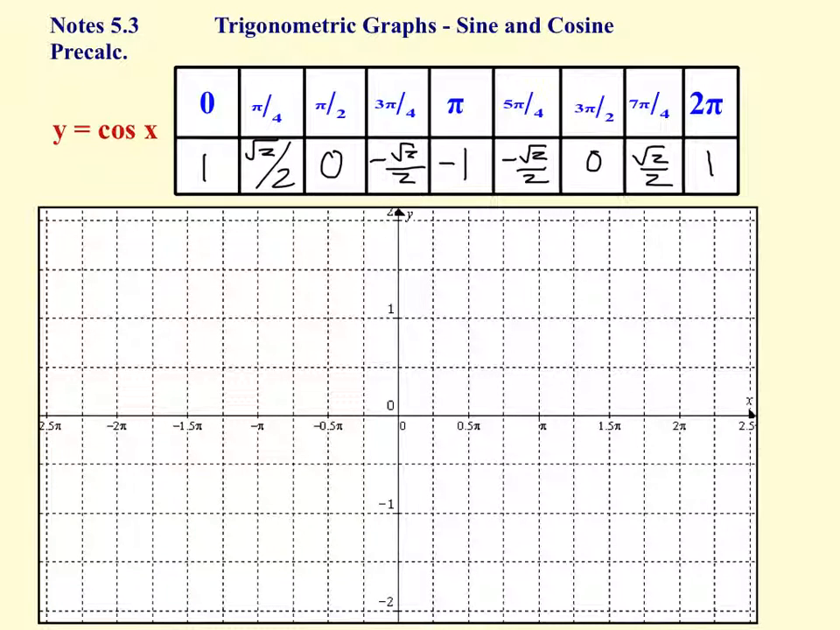Our first point is x is 0, y is 1. Next we have pi over 4, root 2 over 2, and so you'll want to approximate that. You can pull out your calculator, of course, for root 2 over 2 and pi over 4. Root 2 over 2 is about 0.7 and a little bit more, so we'll just eyeball this one. Next we have pi over 2 at 0. Pi over 2, of course, is 0.5 pi. And we just continue on.